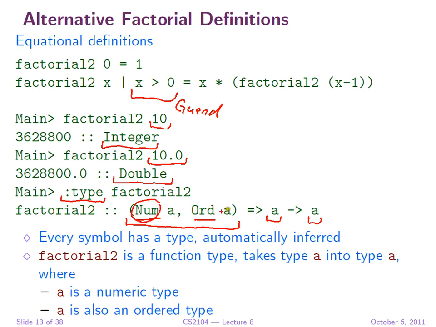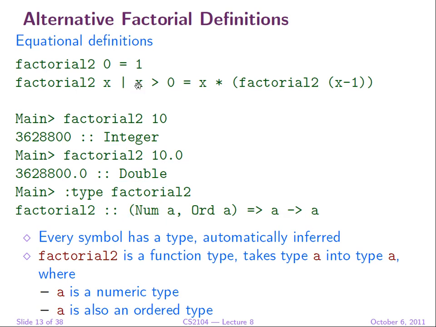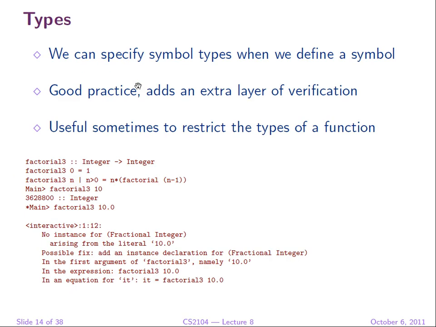And Ord will say that there must be a less than operation for A, a less than or equal, an equal equal, not equal, greater, greater equal, right? These are all operations that are reasonable for a numeric type. So this is what we are saying, that essentially factorial 2 does not have a unique type. It has a multitude of types, and it applies this consistently. And we want to understand how that works.